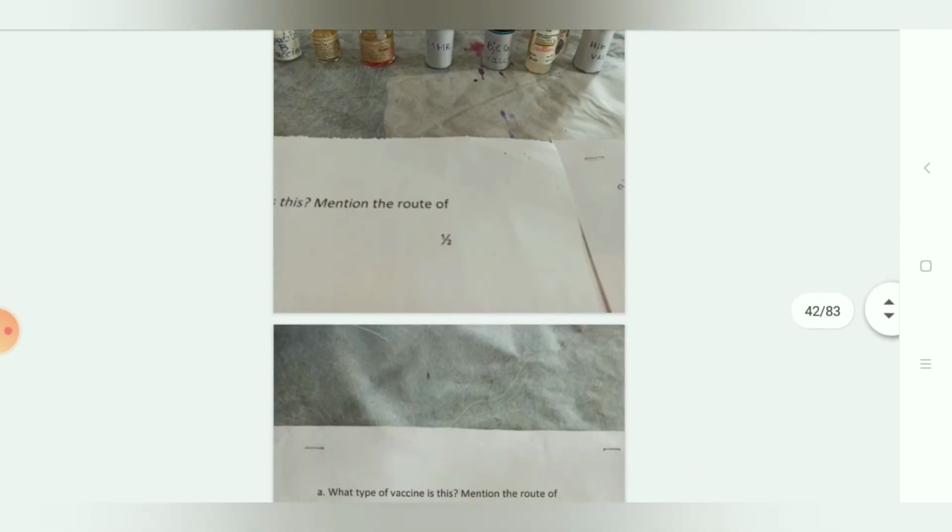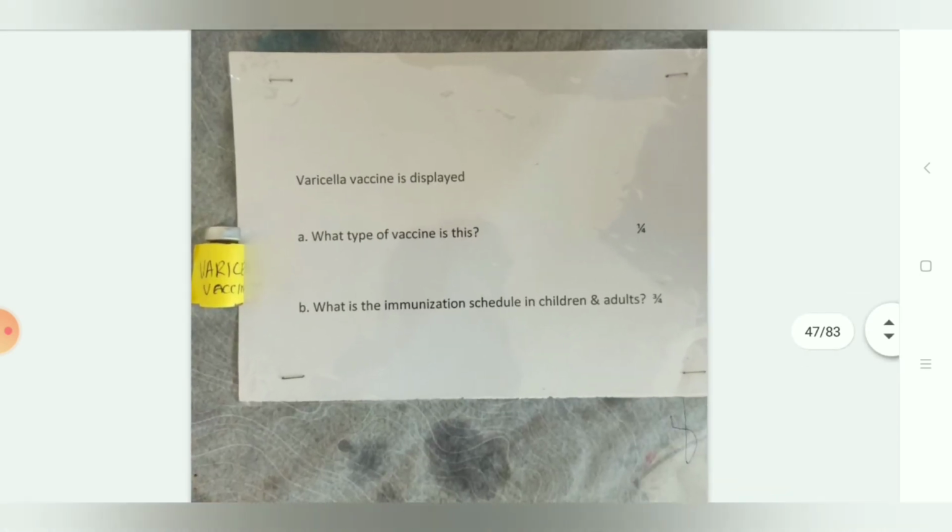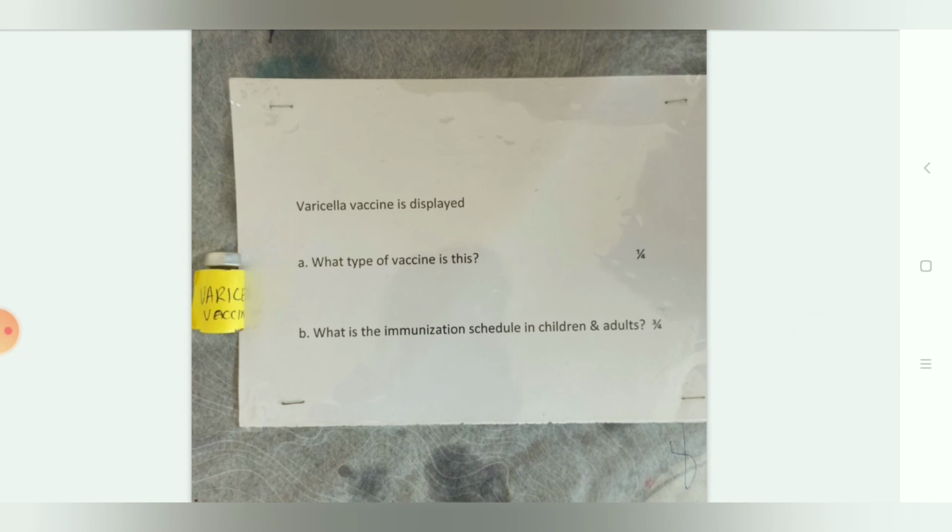So next we are going to discuss another vaccine, that is varicella. Varicella vaccine is displayed. What type of vaccine is this? It is a live attenuated vaccine. What is the immunization schedule in children and adults?